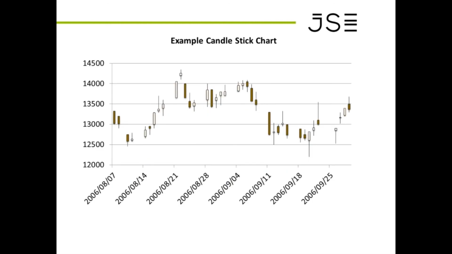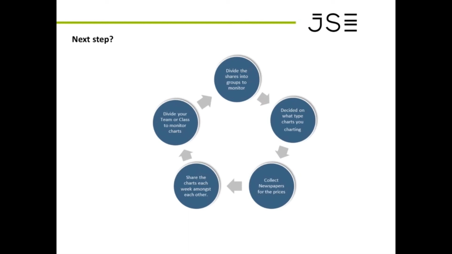So you as a team or your class need to divide yourselves up to monitor what shares you are going to look at. Are we focused on the top 40? If you're playing the income game, we're only going to focus on the top 40. Divide them into groups then. Who's going to look at, for example, resource companies? Who's going to look at financial companies? Who's going to do consumer goods or consumer services?